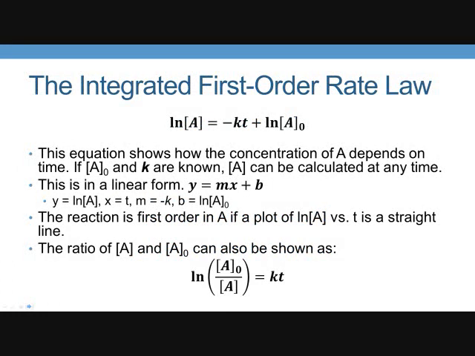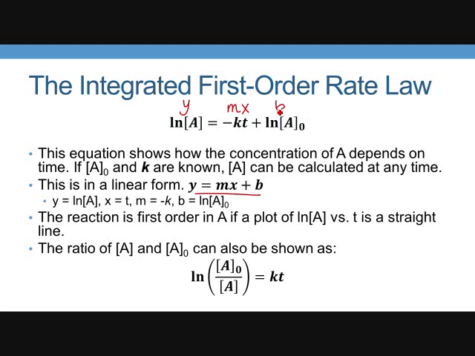It's in the form of y equals mx plus b. Okay, so the natural log of the concentration is equal to negative k, which would be the slope, time would be x, and then the y-intercept would be the natural log of the initial concentration.